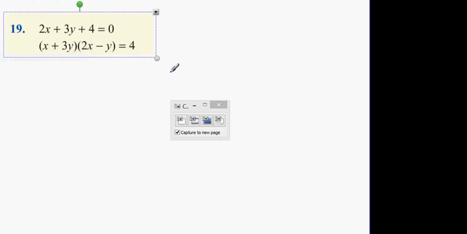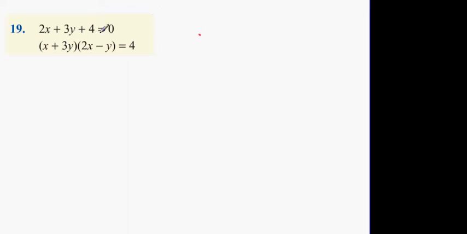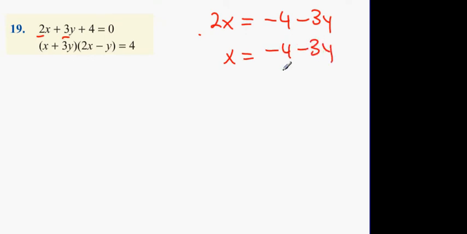Okay, number 19 is once again a solve for x and y question. Now, the first thing I'm noticing is, no matter what way I do this, I'm going to end up with a fraction. The reason why I know I'm going to end up with a fraction is there's a 2 in front of the x and a 3 in front of the y. So it doesn't matter which one I pick. I'm just going to pick x. There is no reason. Minus 4 minus 3y. X therefore equals minus 4 minus 3y all over 2.